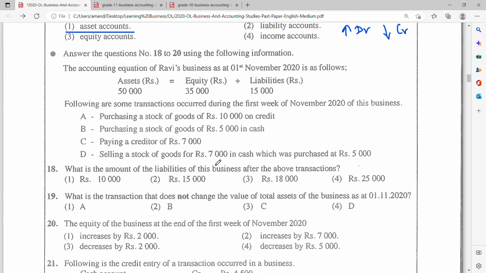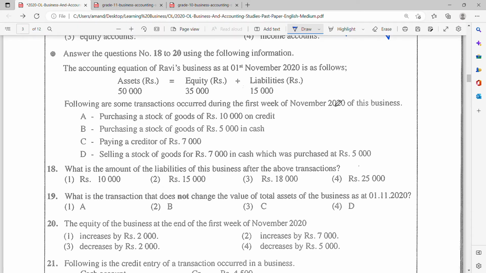Answer question numbers 18 to 20 using the following information. The accounting equation of Ravi's business as at 1st November 2020 is as follows. Asset equals equity plus liability is the formula. So the opening balance is 50,000 asset, 35,000 equity, 15,000 liability. Following are some transactions that occurred during the first week of November 2020. So let's draw up the accounting equation for this scenario.